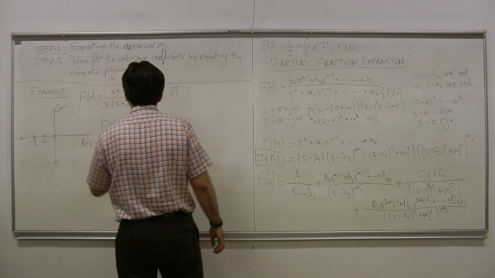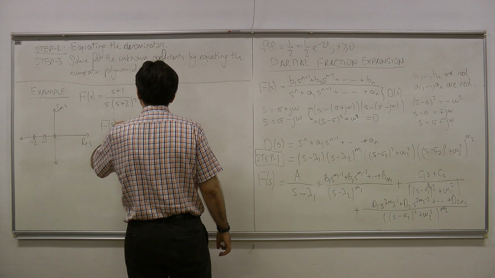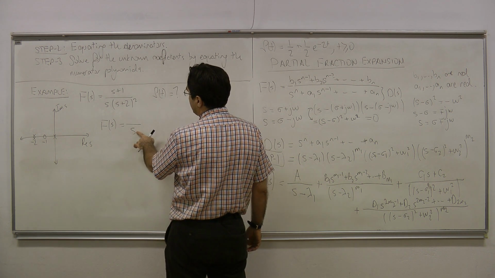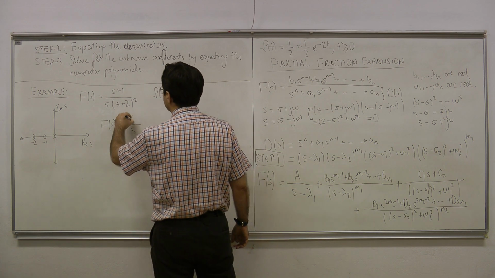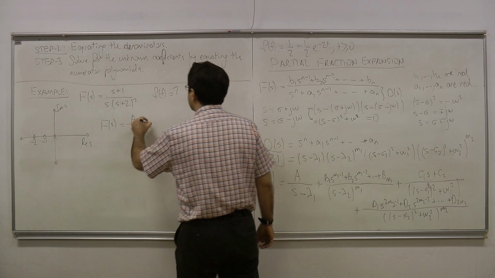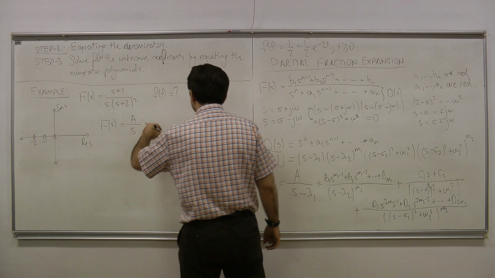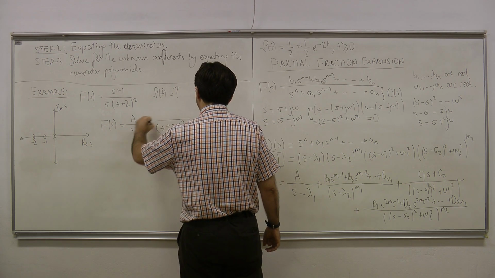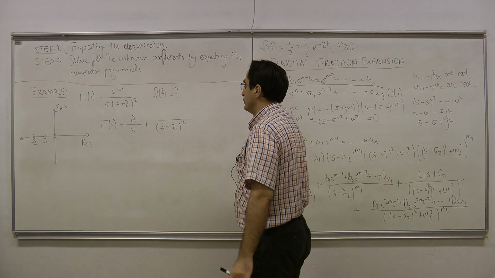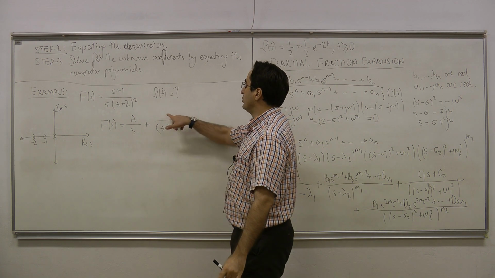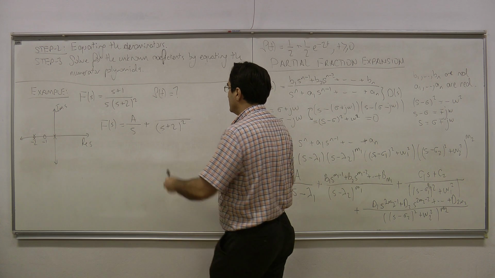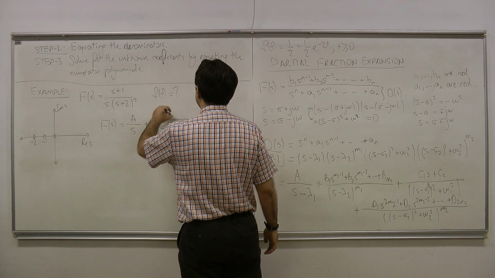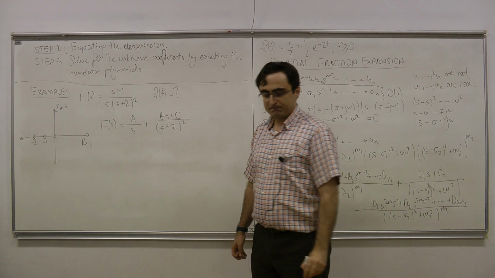F of s is going to be equal to, I will first write s here. This is a first order polynomial, so I need to put a 0th order polynomial here, which is going to be A. Plus, I will have (s plus 2) squared, and this is a second order polynomial. As a result, the polynomial that I should put into the numerator is going to be first order. So I will put this polynomial as Bs plus C. Okay?